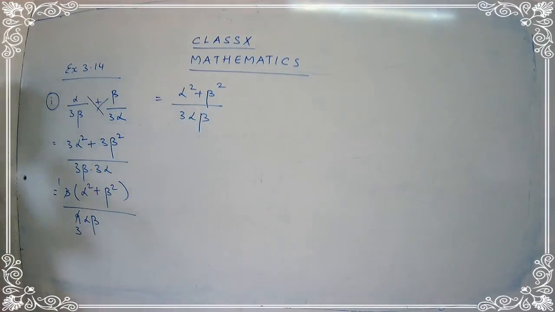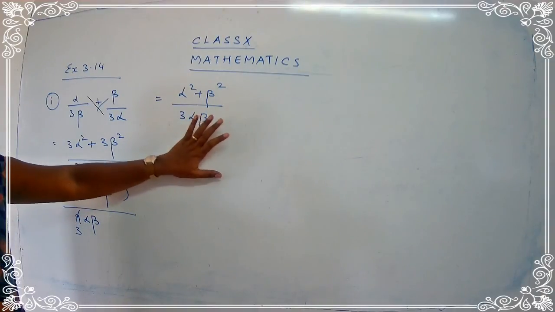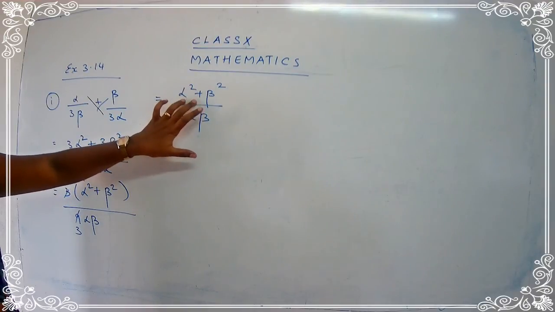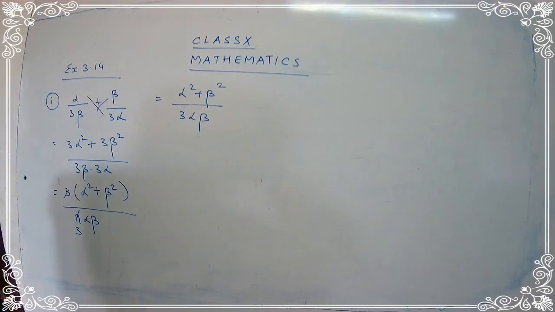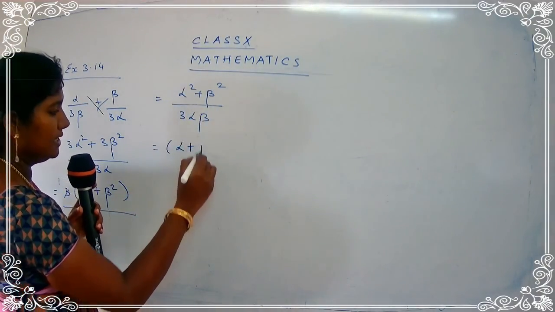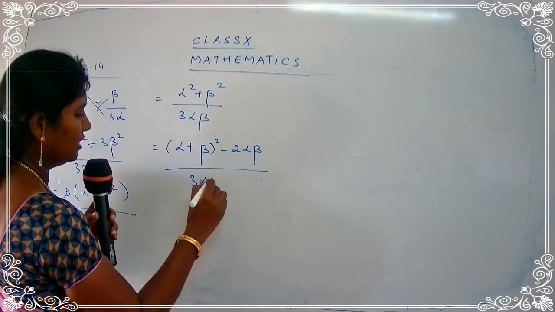Now we have simplified children, but just see the question. They have asked you to write the expression in terms of alpha plus beta and alpha beta. In the denominator part, I got alpha beta, so no need to change the denominator part. But the numerator, I have alpha square plus beta square, so you are going to change this. What is the formula for alpha square plus beta square children? We have already seen the formula. So you are going to replace this formula. Alpha plus beta the whole square minus 2 alpha beta upon 3 alpha beta.